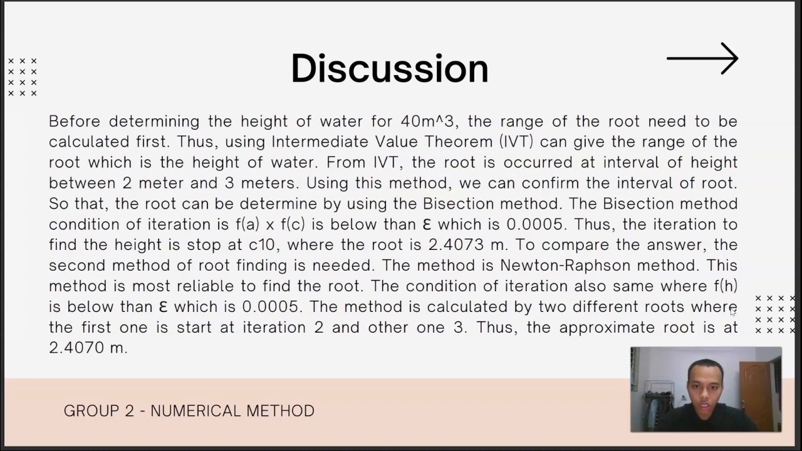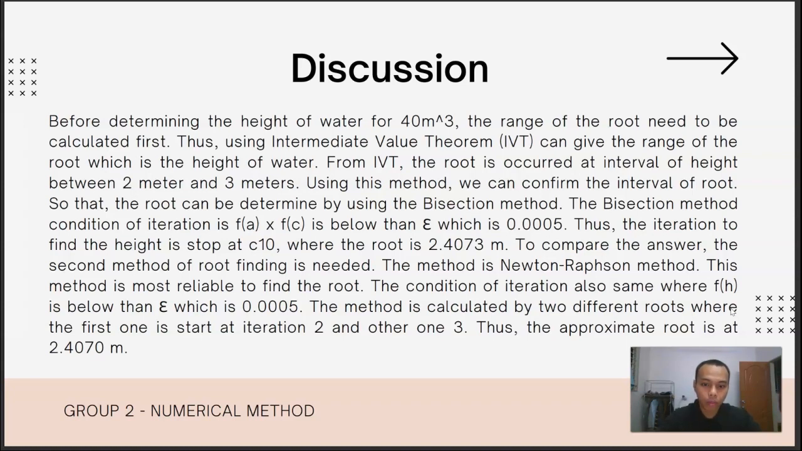For the discussion, in this project we want to find the height of water where the spherical tank volume is 40 meter cube. Before that, we need to find the range where the root exists. We found the root exists between 2 and 3 meter. So we use the bisection method to determine the height of water and the Newton-Raphson method to compare the value.